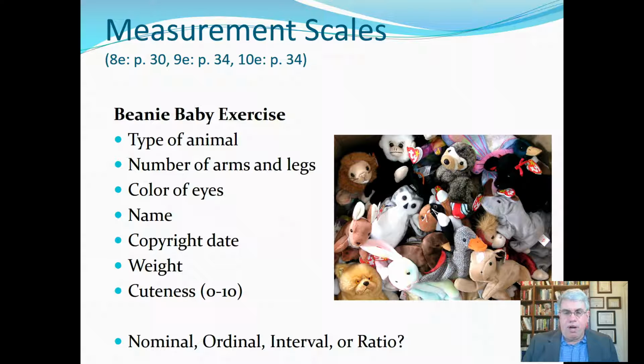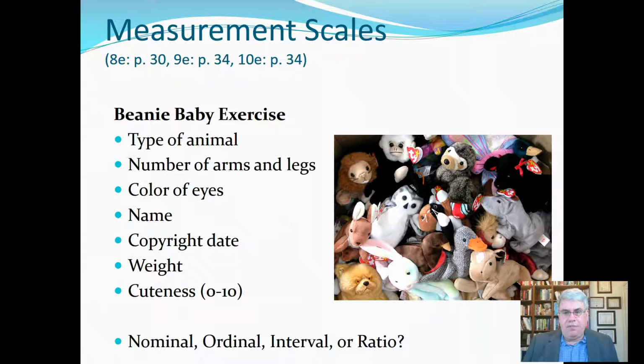Most animals have 4 arms and 4 legs. Well, that's twice as much as 2 arms and 2 legs. And if they have no arms, no legs, like a snake, that means 0 means 0, none of it. So the number of arms and legs would be a ratio scale that we would be using.